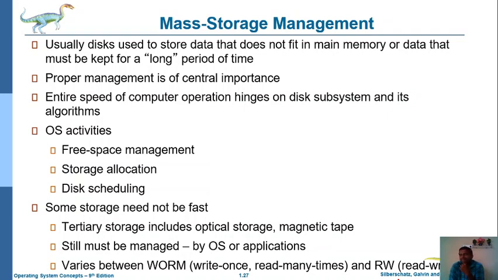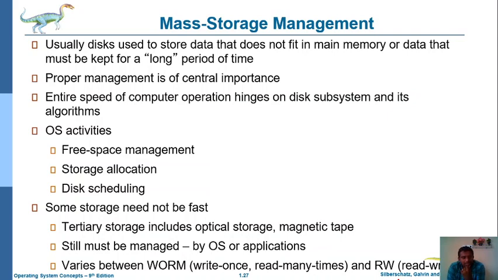Free space management means it can clearly maintain how much free space is available for storing data. Storage allocation means it can store particular information in some specific memory location. And disk scheduling means, whenever we are retrieving or accessing that particular data, it can schedule that particular memory location or memory track to access the data.